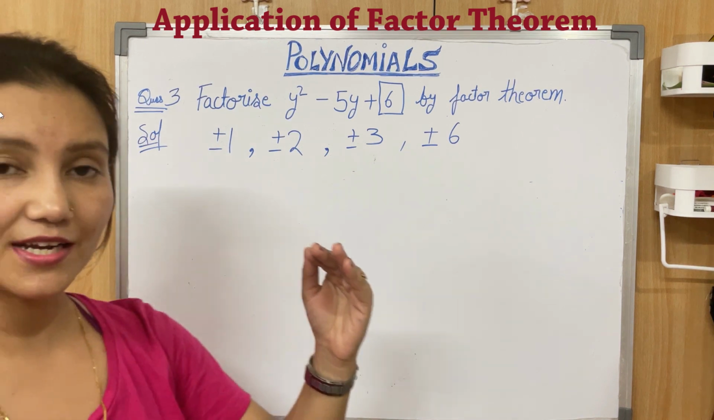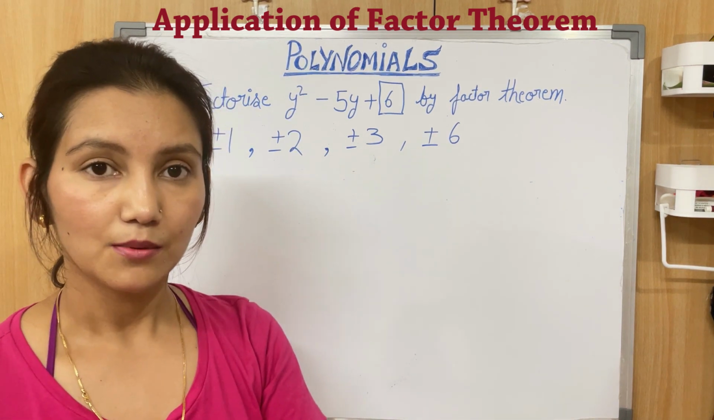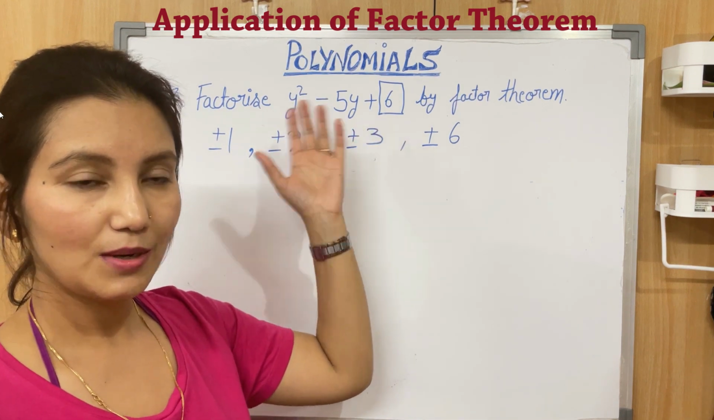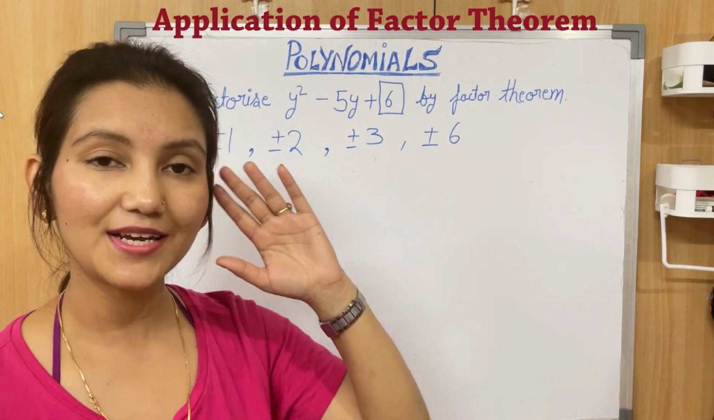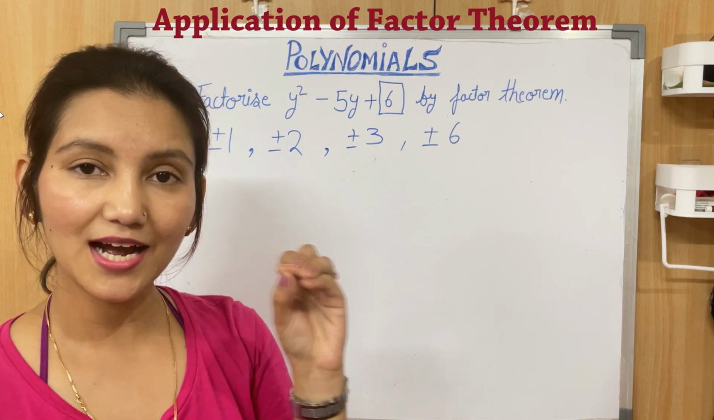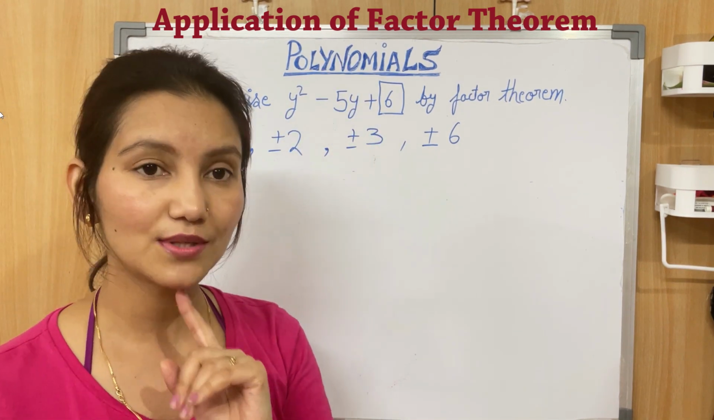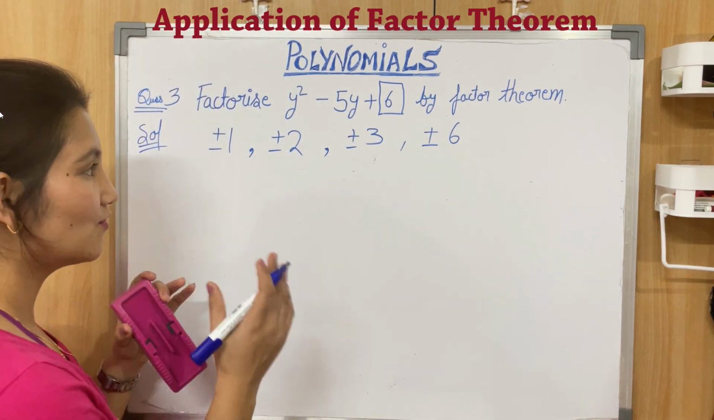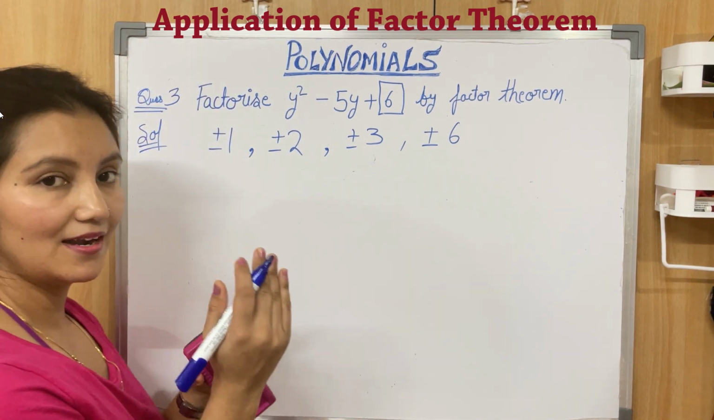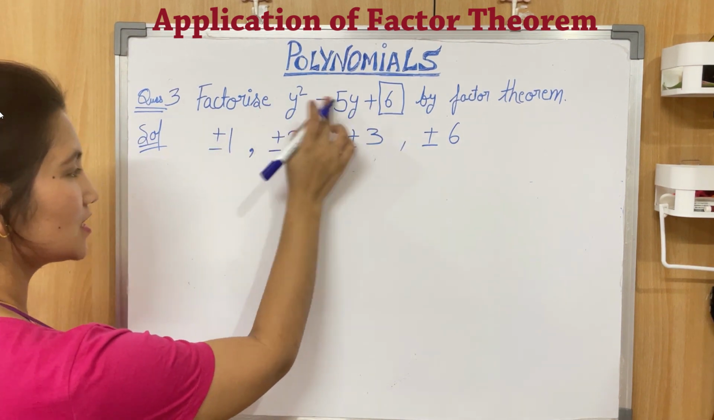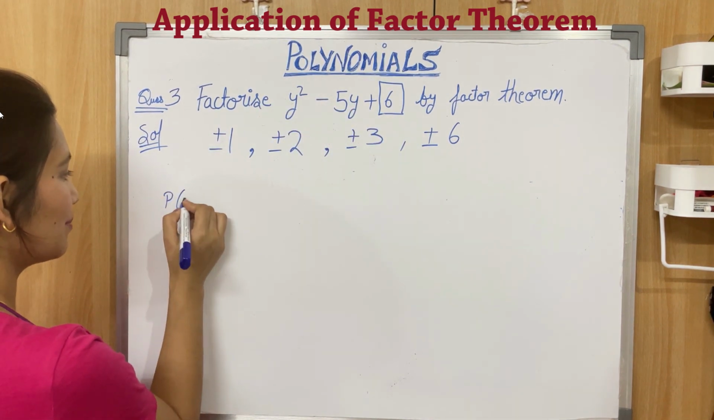Now we have to find out that value of a which, on replacing here, will make the expression 0. We have to find out that value at which this expression reduces to 0. So let's try finding it out by the hit and trial method. Let's replace this with 1. So this expression is this, and I'm replacing y with 1.